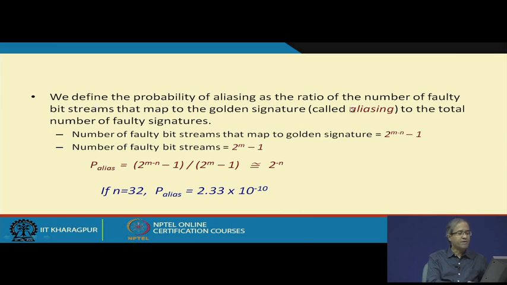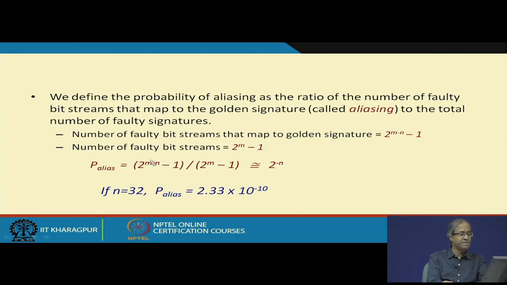So, we define the probability of aliasing as the ratio of the number of faulty bit streams that map to the golden signature, that means the faults that are going undetected, to the total number of faulty signatures. Now, I said there are 2 to the power m minus n patterns which map into a signature, also the golden signature. Out of them 1 is good. So, the number of faulty signatures that map into the golden signature will be this minus 1. Similarly, 2 to the power m is the total input bit streams, out of them 1 is good. So, 2 to the power m minus 1 will be faulty. So, the probability of aliasing will be this divided by this.